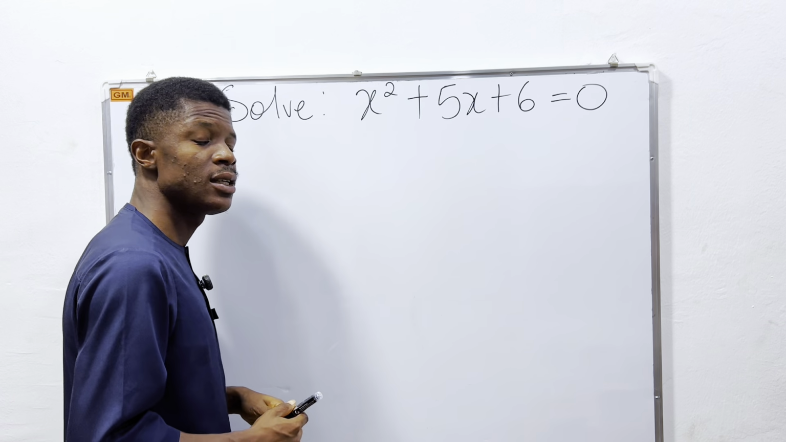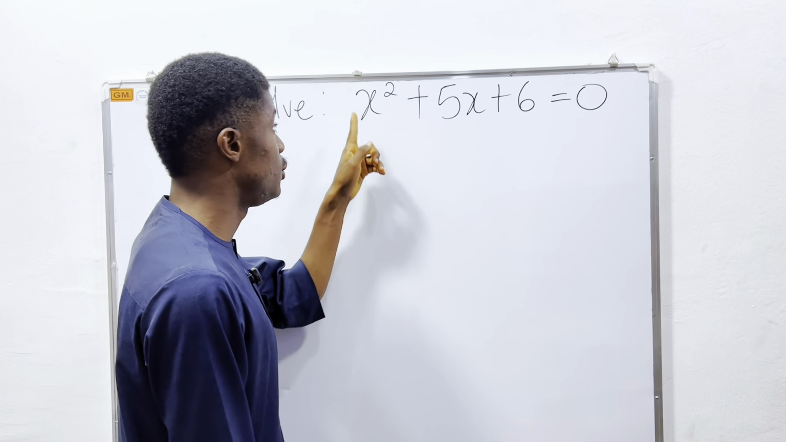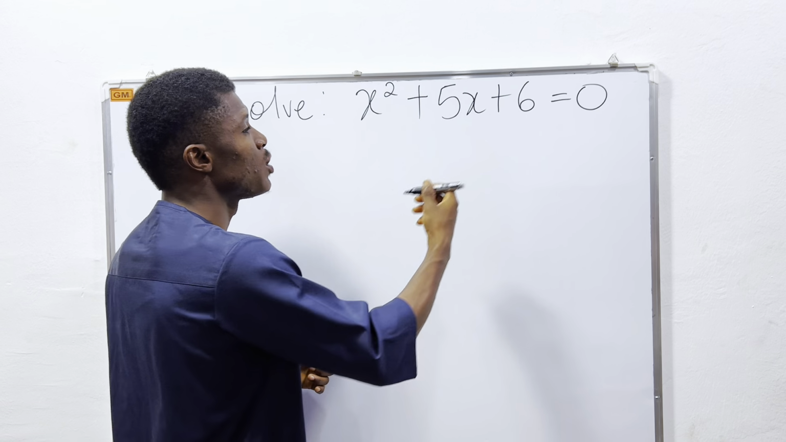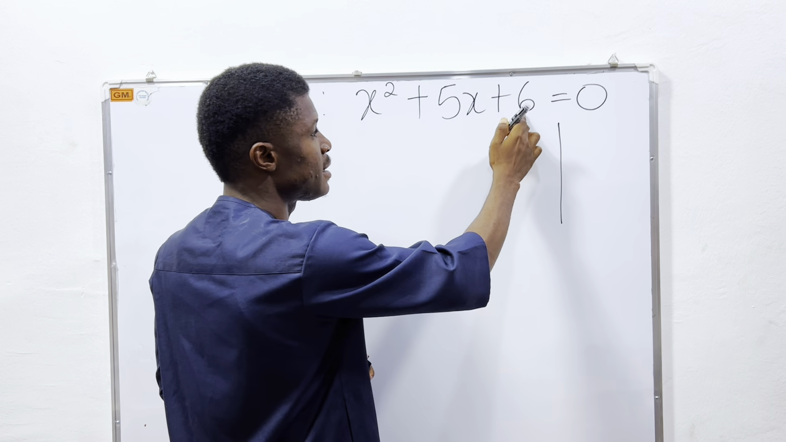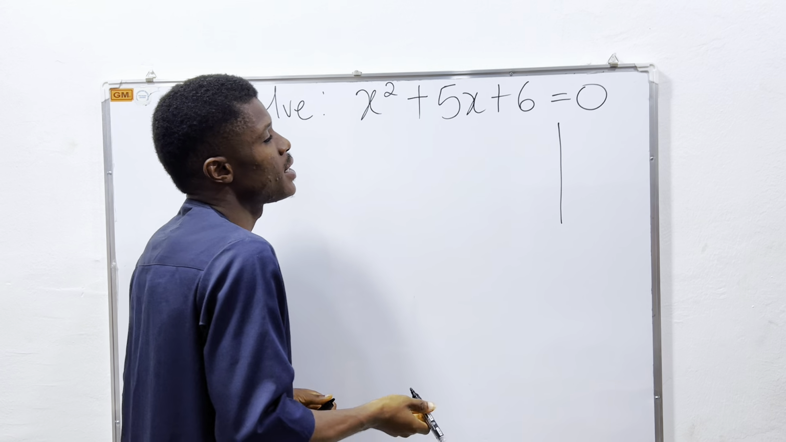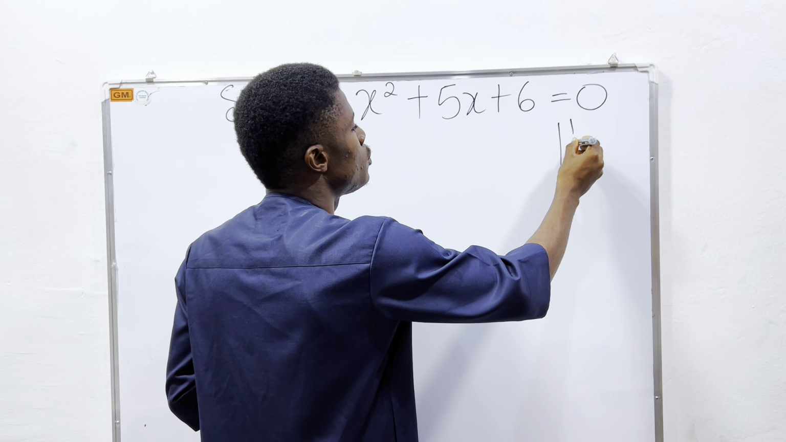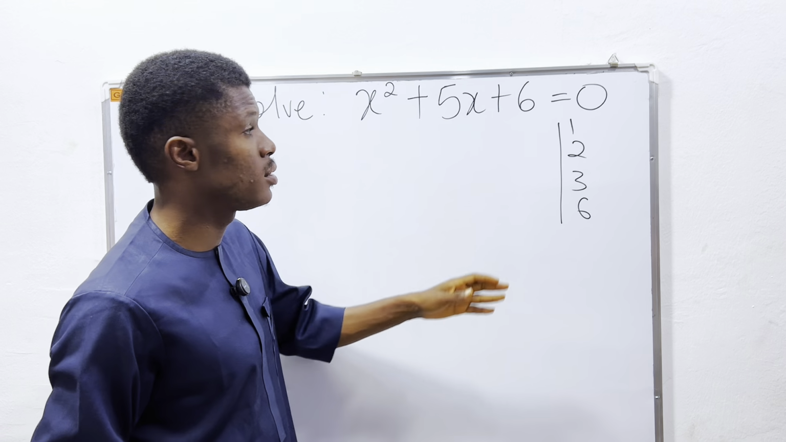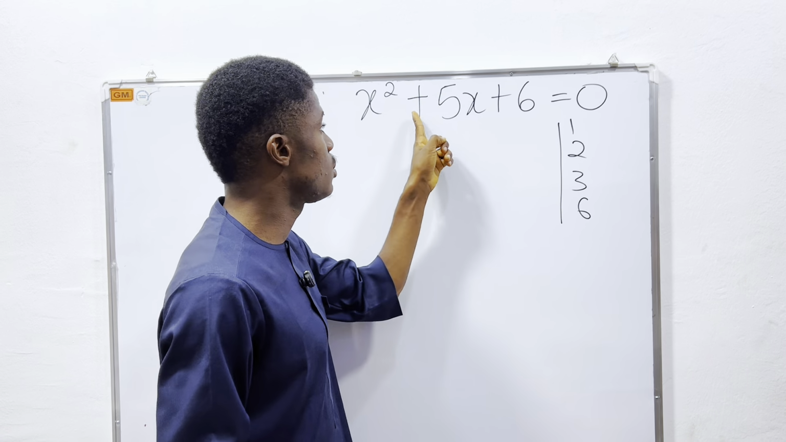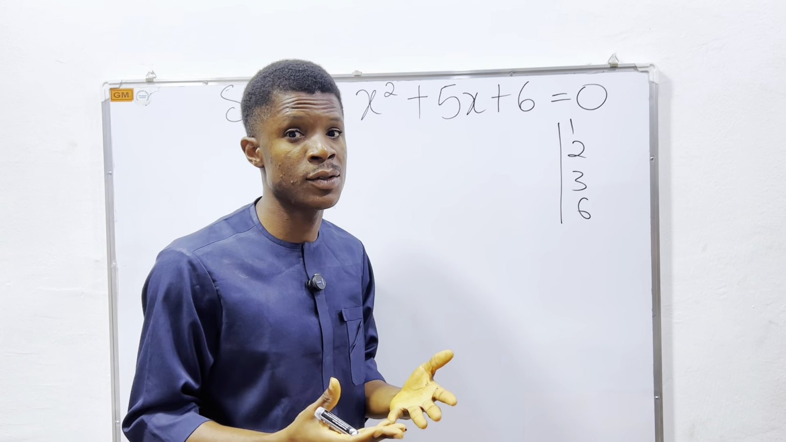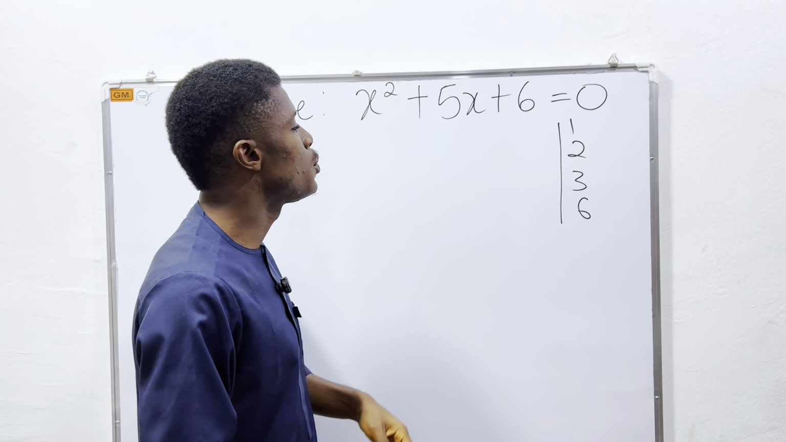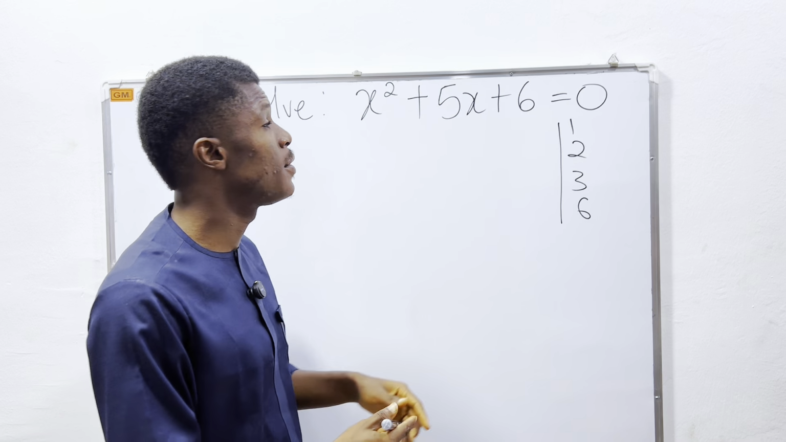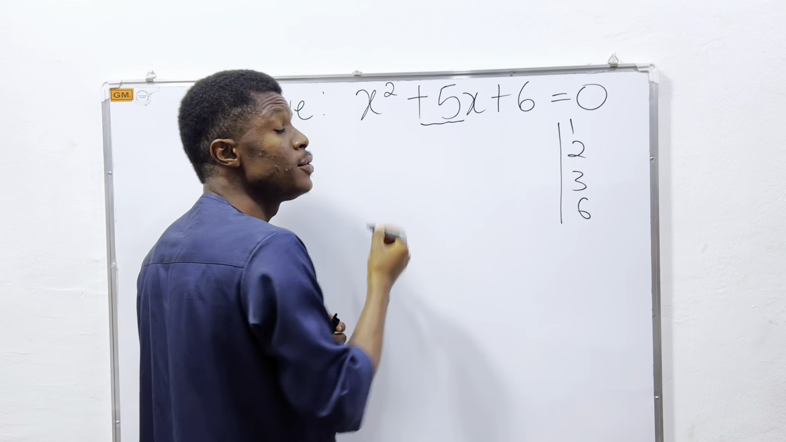To solve a quadratic equation where the leading coefficient is just 1, all you have to do is look at the factors of the last term, 6. The factors of 6 are 1, 2, 3, and 6. These are the positive factors, since we have two positive numbers. So you think of two numbers that multiply to get 6, but when you add them up, you get the middle term.